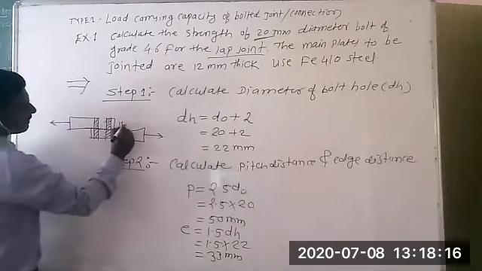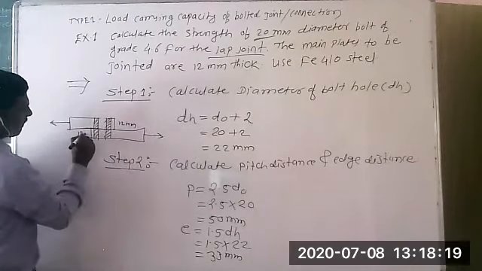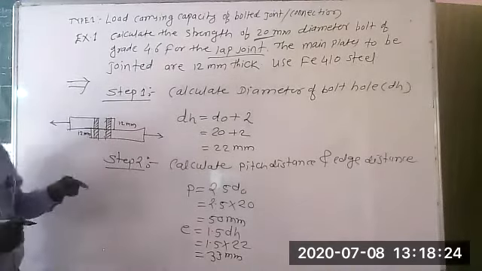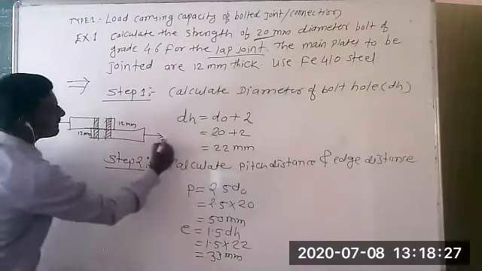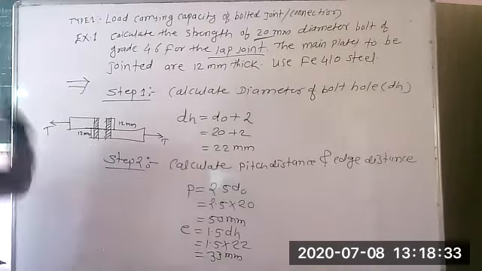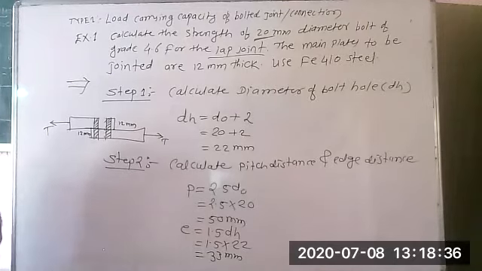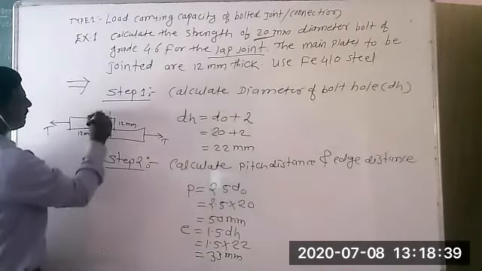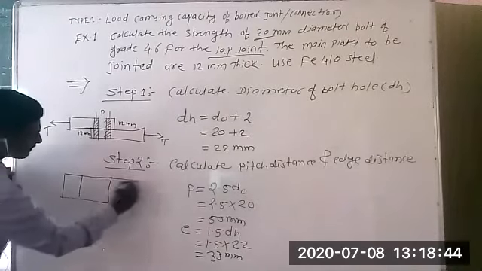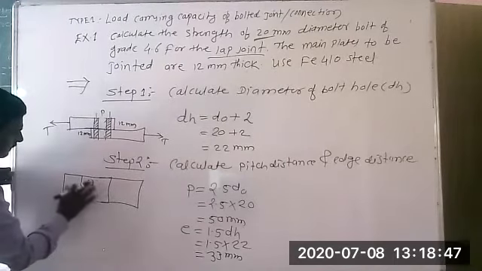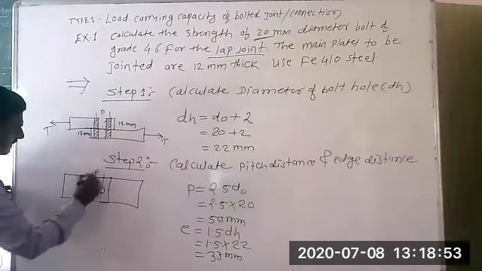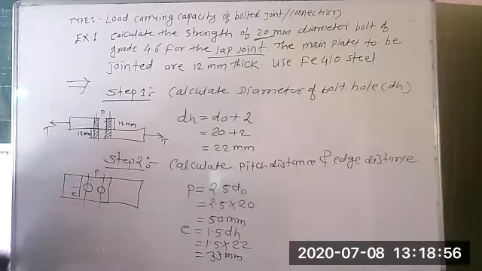See, this is the 12 mm plate, this is another 12 mm plate. These two plates are to be jointed by this 20 mm diameter bolt like this. And this is the tensile force coming on the two plates. Here, this is the pitch distance. If I draw these two plates connected in plan, if the connection is like this, now this is the pitch distance and this is the edge distance.